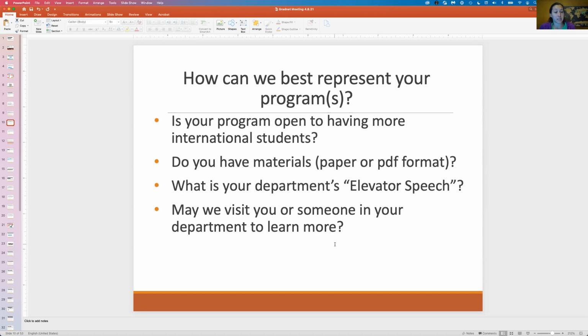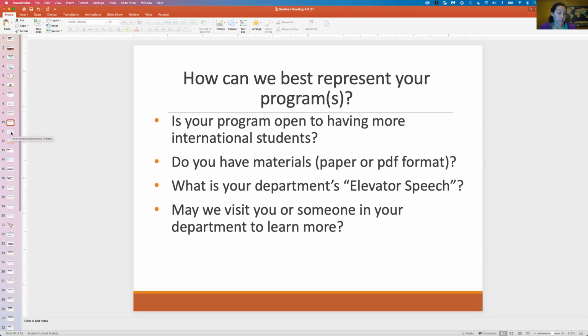Usually we try to take some materials with us when we go to actual locations when we're traveling. But if you have any kind of flyers that you'd like to share with us, or websites that you'd like to link us to, that would be really helpful. It helps us speak with students and become more informed about your programs and what's going on with your department in general.